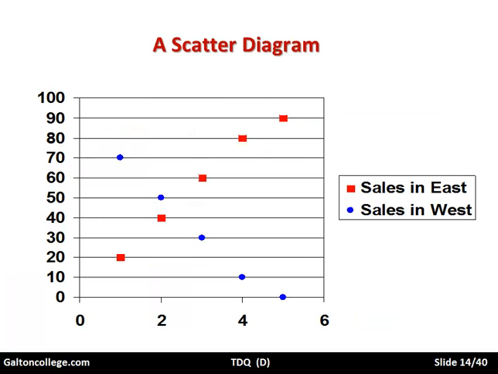It could be a scatter diagram. We have sales in the east and sales in the west in this case, and we can get a picture of where the sales are taking place and at what point the east is most important and what point the west is most important, and it gives us a picture. That's just something which is easy to understand.